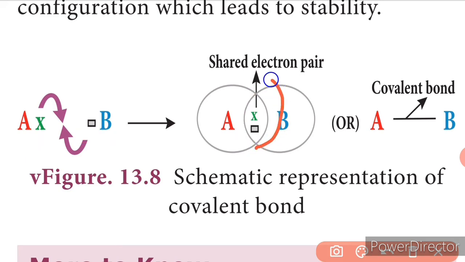Here you can see that the electrons in between are shared, isn't it? Now this electron pair is common to both the atoms. Each atom is contributing one electron to the electron pair for the bond formation. And what is formed? A covalent bond is formed between the two atoms. So this is how the formation of the covalent bond takes place.